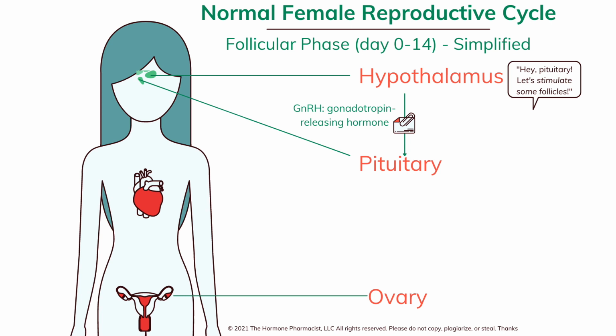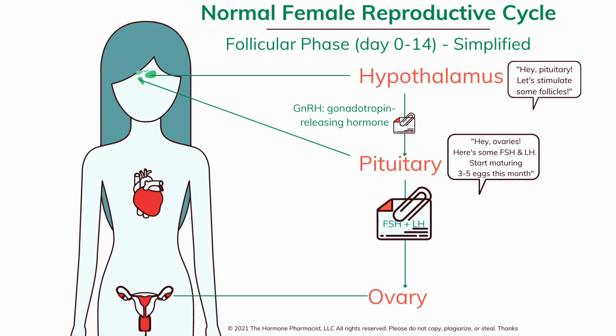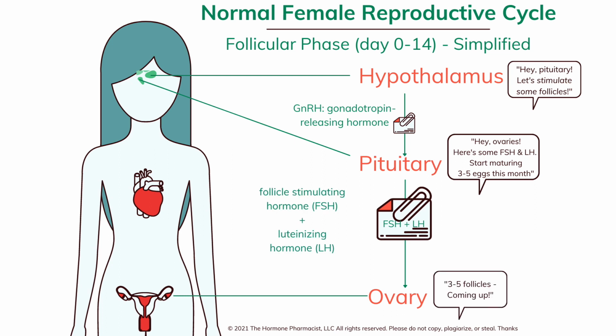In response to that message, the pituitary sends out its own message to the ovaries. It says, "Hey ovaries, here's some FSH and LH. I want you to start maturing about 3 to 5 eggs this month." FSH and LH are 2 different hormones called follicle stimulating hormone and luteinizing hormone. And those 2 hormones are a message to the ovaries. And the ovaries understand what that message means. And the ovaries respond by saying, "Okay, 3 to 5 follicles coming up."